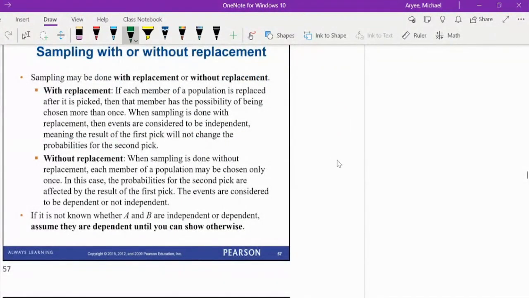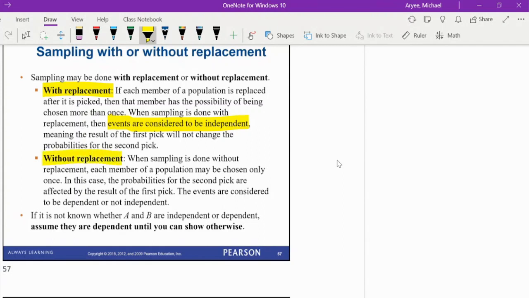Now, some few terminologies, let me mention this in passing. When you see the phrase "with replacement", it means that each time the total does not change. If a member of the population is replaced after it is picked, then members can be chosen more than once. Usually with replacement, those events are considered to be independent because the total would always remain the same.